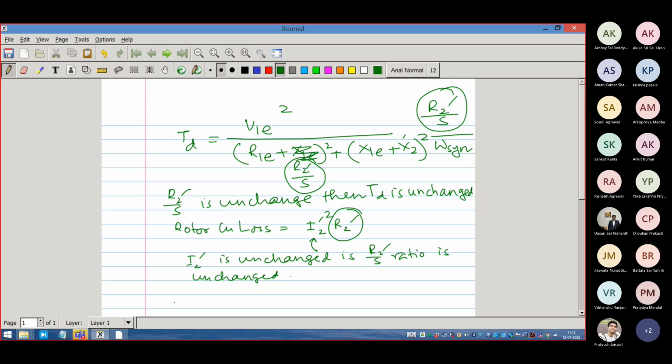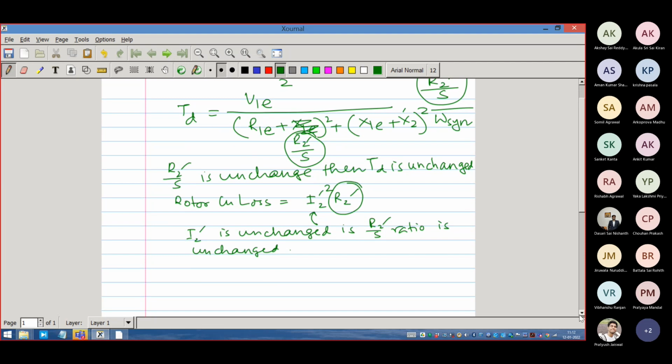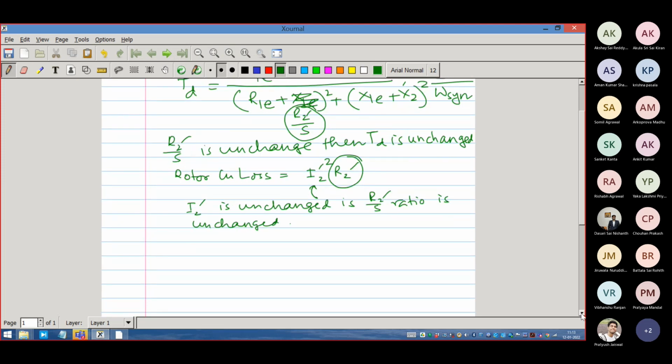So a machine which has less rotor resistance has no limitation. It will produce the same amount of torque at a lower slip, but from the copper loss point of view, it is better, right? So you must be looking at these expressions and interpreting what they are physically telling you. I will come to that a little later.